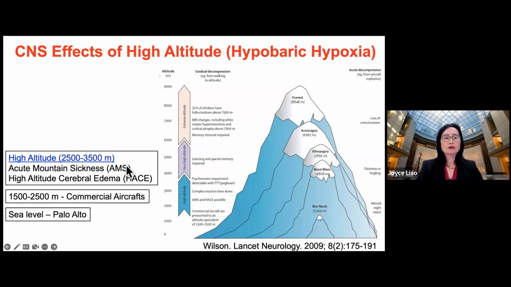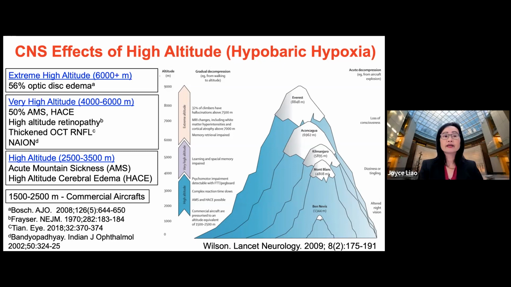At even higher altitude, we could start to experience some brain and eye issues as a result of hypobaric hypoxia, meaning this decrease in effective oxygen concentration. At very high altitude, these symptoms become much more common and much more severe, especially with prolonged exposure.